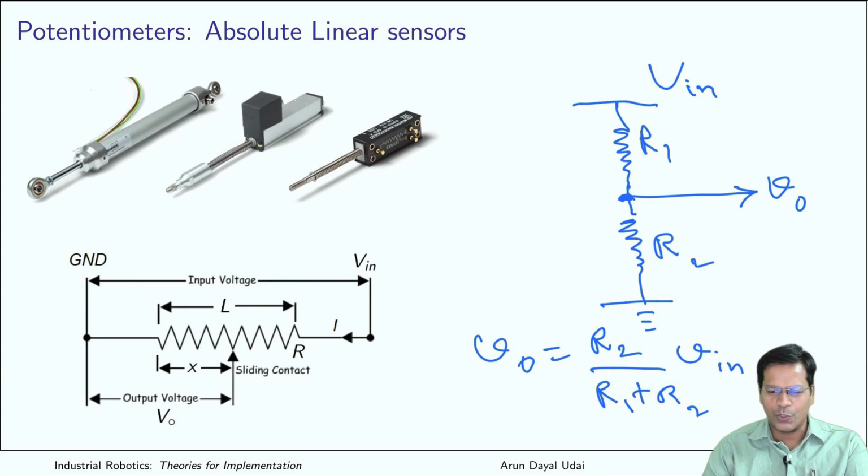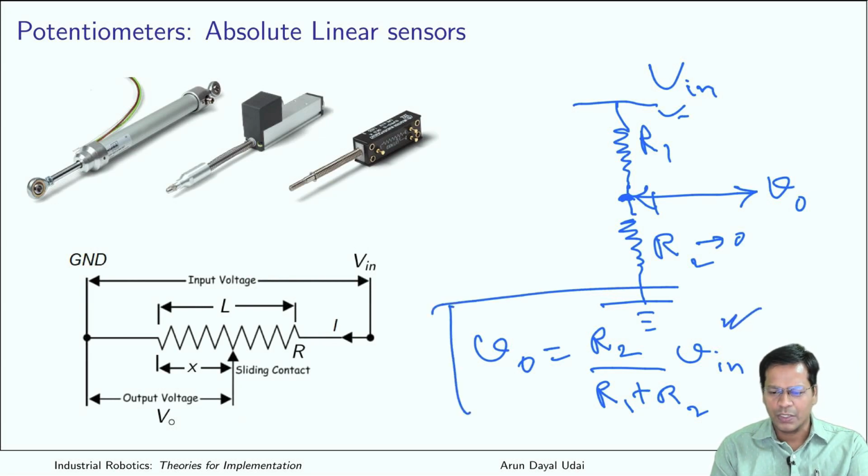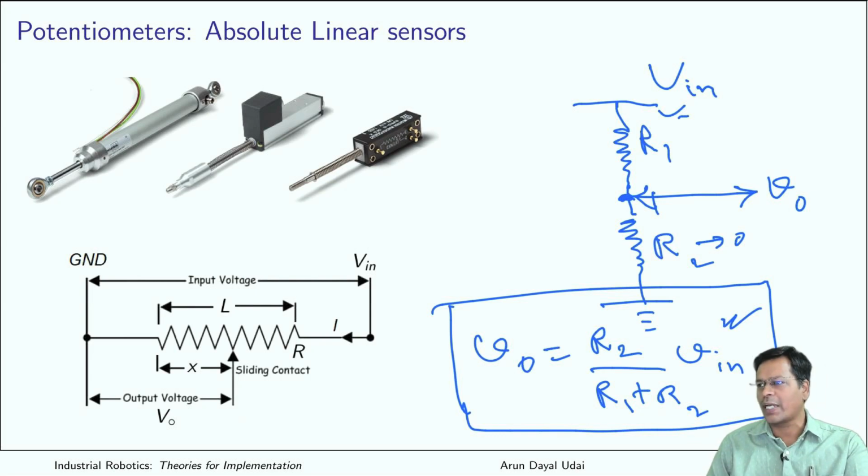If R2 tends to 0, voltage output becomes 0. If R2 becomes equal to R1 plus R2, that is, this point shifts to this end, what you see as an output is exactly the voltage input. So this is the first principle I will be using to go to this type of sensor.